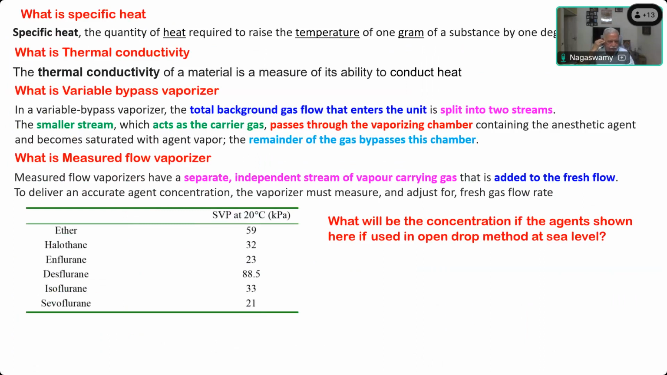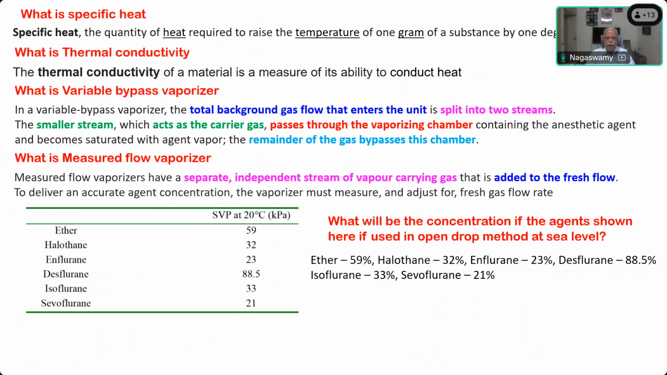Okay, so that is to make you understand the importance of SVP. So ether will be 59, halothane 32, and fluorine 23. So whatever value is there.